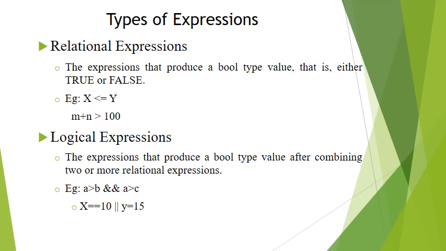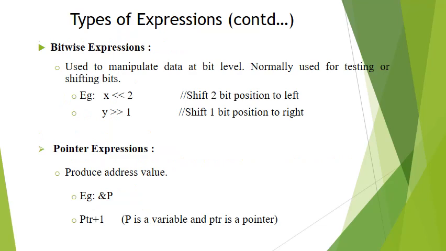Okay. Another type of expression is bitwise expression, and the bitwise expressions are used to manipulate the data at the bit level. Normally these expressions are used for testing and shifting of bits. Consider the example x << 2. This operator is known as left shift operator. This statement shifts by 2-bit positions to the left. That is, the value of the variable x is shifted to the left by 2 bits.